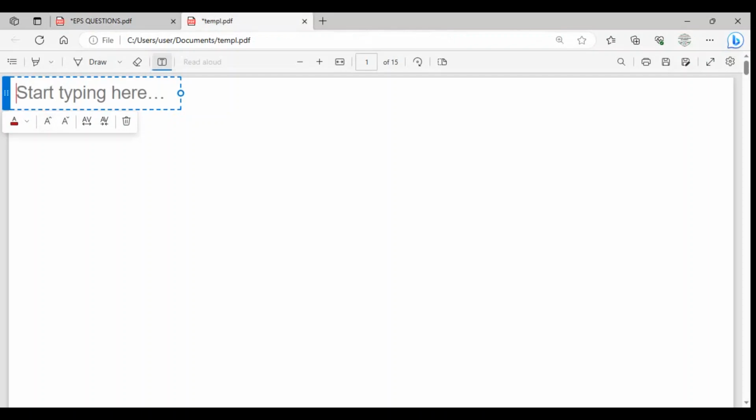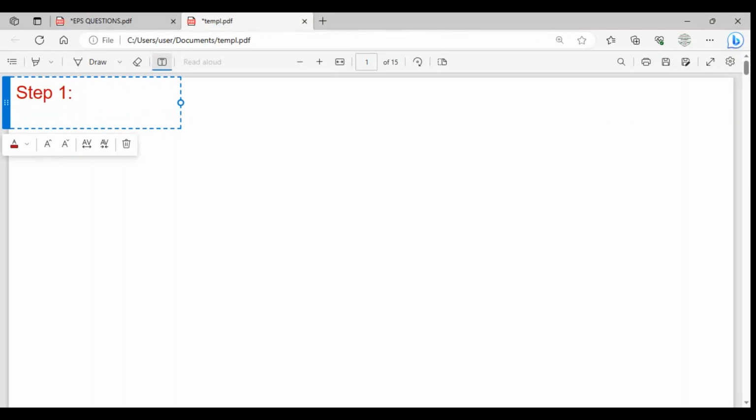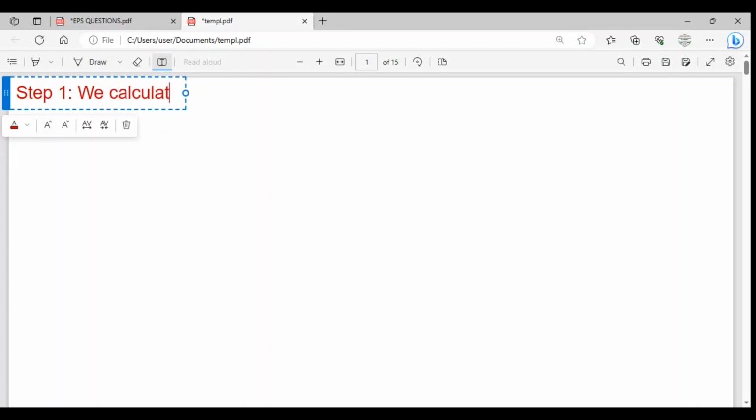So here we are doing step number 1. In step number 1, we calculate basic earnings. So guys, what is basic earnings? Basic earnings is the profit that is directly attributable to ordinary shareholders. So guys, in simple terms, this is the profit that belongs to ordinary shareholders.